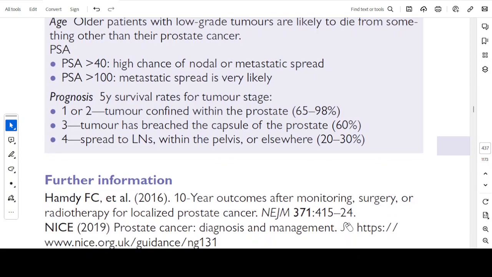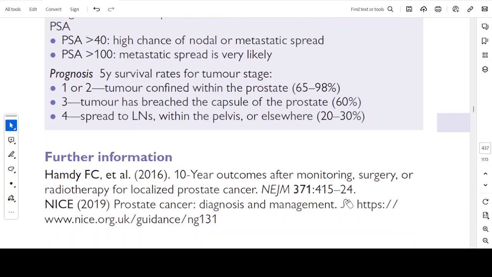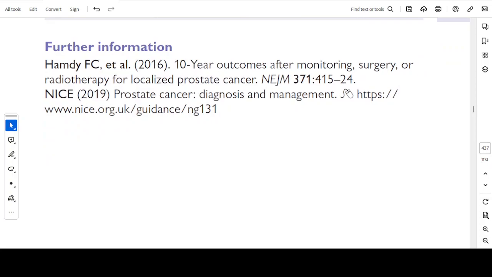Prognosis, 5-year survival rates by tumor stage. Stage 1 or stage 2, tumor confined within the prostate: 65 to 98% survival. Stage 3, tumor has breached the capsule of the prostate: 60% survival. Stage 4, spread to the lymph nodes within the pelvis or elsewhere: 20 to 30% survival. Further information is on the website.